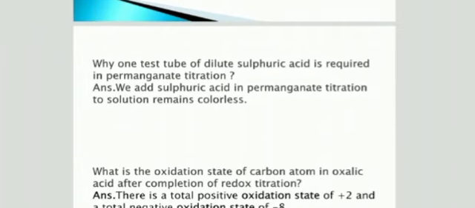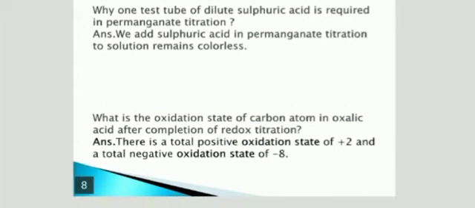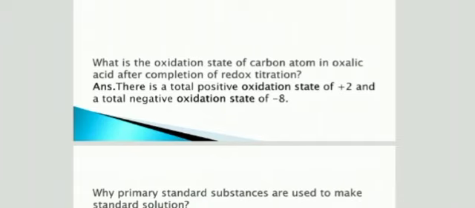Next question. Why is 1 test tube of dilute sulfuric acid required in permanganate titration? Answer, we add sulfuric acid in permanganate titration so that the solution remains colorless. Next question. What is the oxidation state of carbon atom in oxalic acid after completion of redox titration? Answer, there is a total positive oxidation state of +2 and the total negative oxidation state of -8.